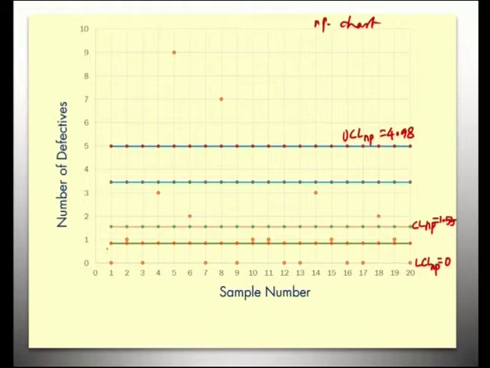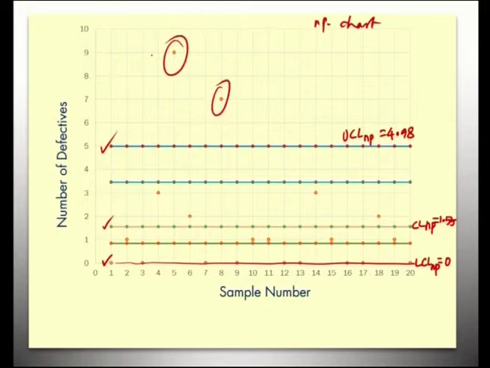First of all, green points with the maroon line, it is here, CL 1.55, and this dark blue line is 4.98, the UCL, and this is 0, the LCL. Okay. After seeing these 3 lines and the sample points, we see there are 2 points which are lying outside the control limit.